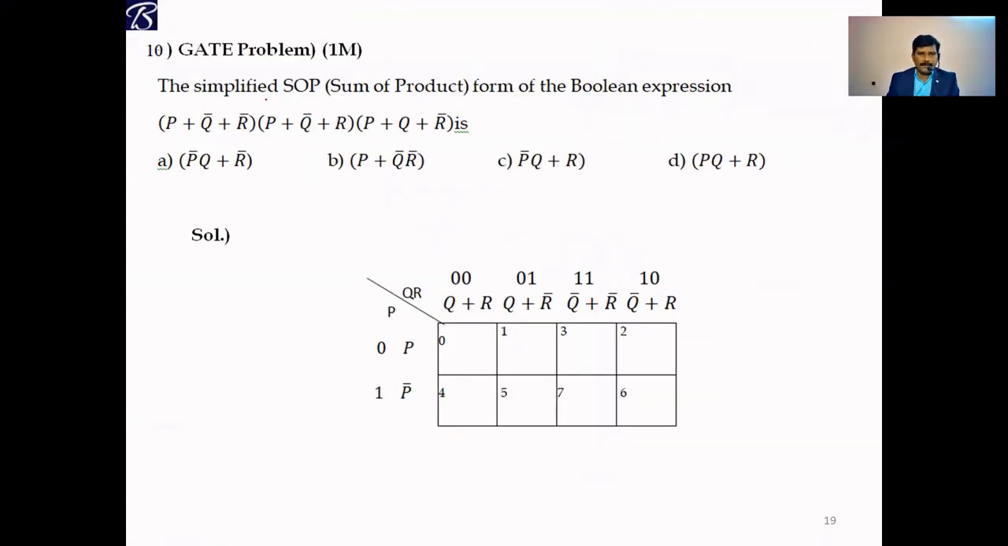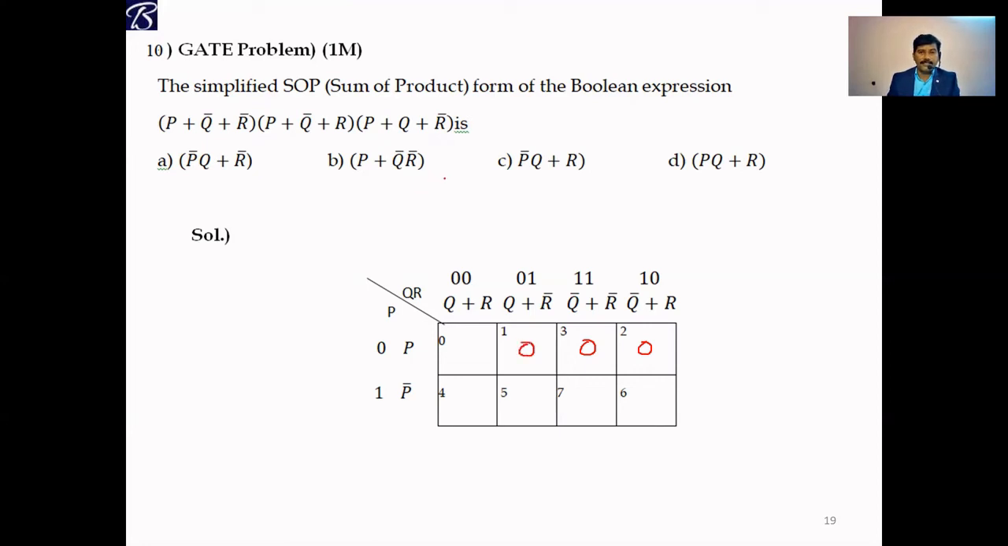Observe this problem: the simplified SOP form is asked, and the expression is given in POS form. We need to convert it into SOP form. So take the K-map and fill the zeros. P plus Q bar plus R bar is this 0. The second max term is P plus Q bar plus R. The third max term is P plus Q plus R bar.